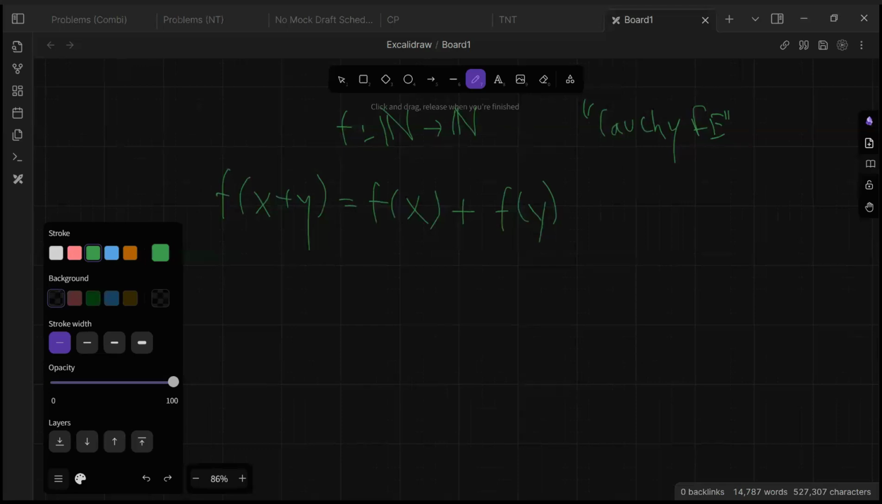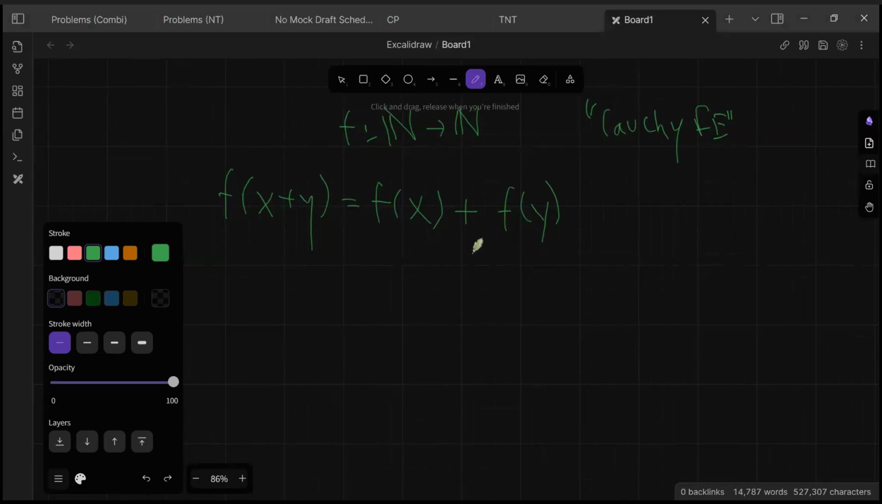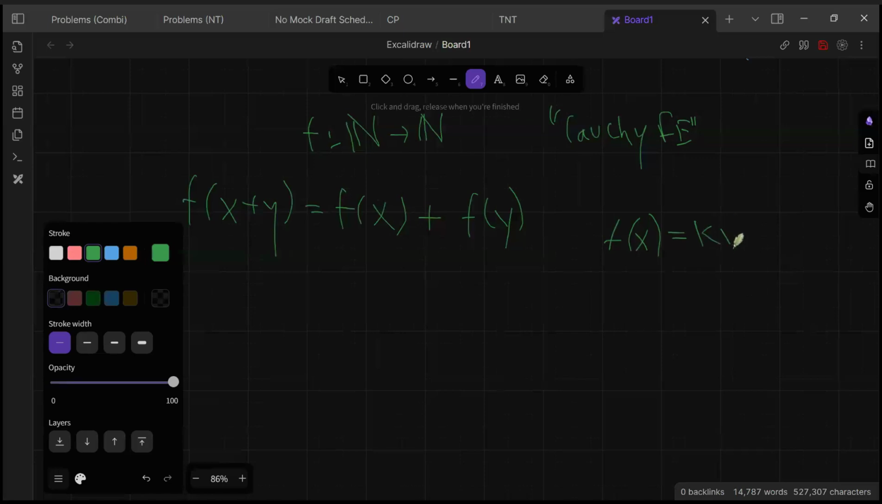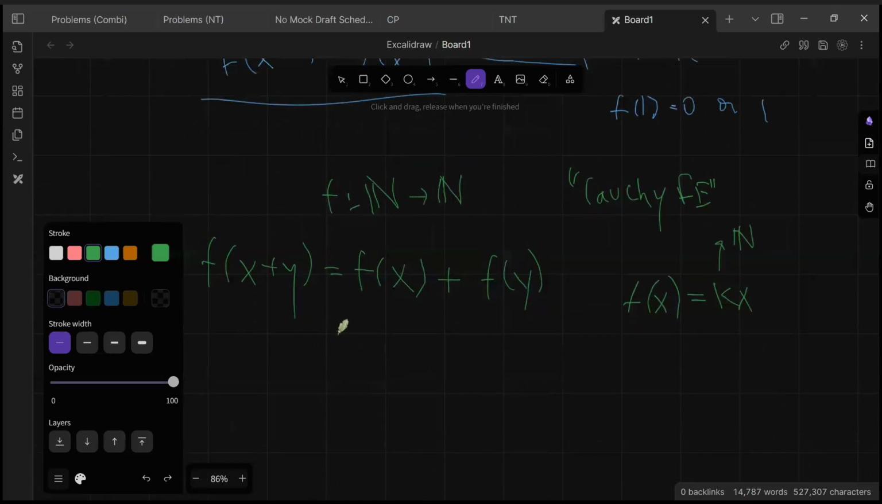Yes, this is called the Cauchy functional equation. And as a lot of people have pointed out, the solution is f of x is equal to kx for any constant k, where k is in naturals. So any constant k, it works. N unfortunately does not contain 0. So what is probably meant is to assume f of 1 is k.